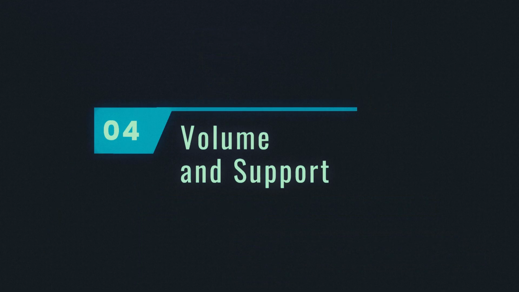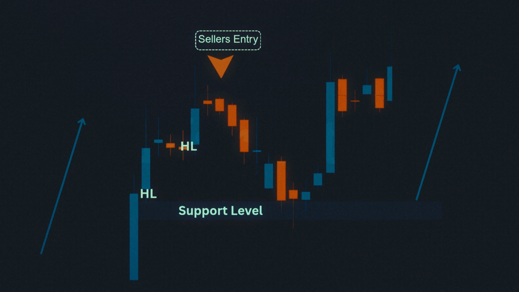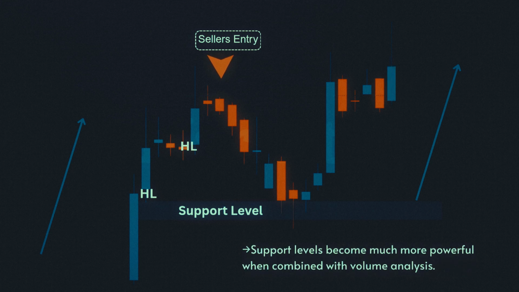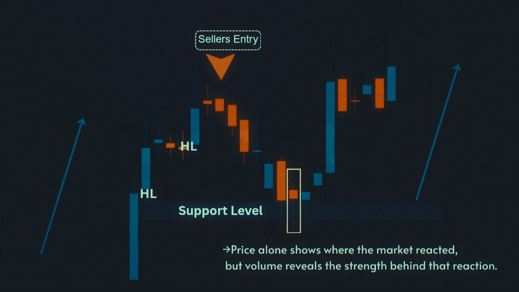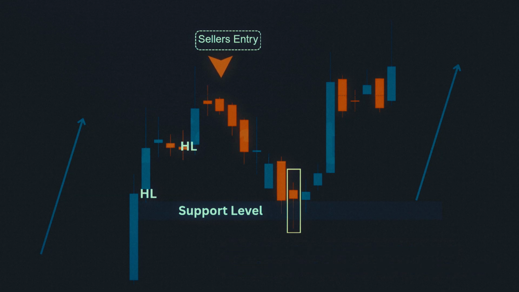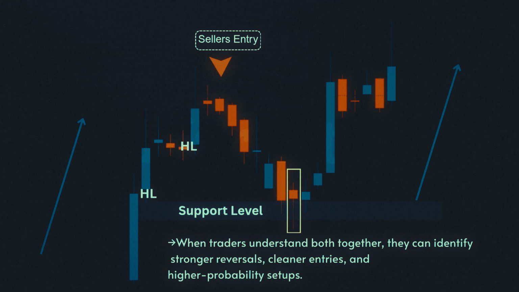Let's jump over to Section 4. Context is king. Let's look at the volume and support we need to back up our theory. Because, let's be real, a shape is just a shape without the context. You need corroborating evidence. The biggest piece of evidence, volume. Volume is literally the fuel for price movement.